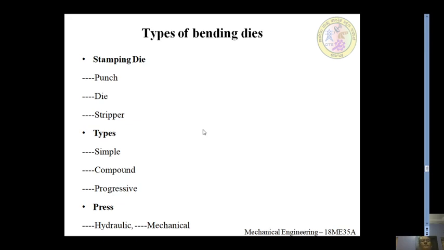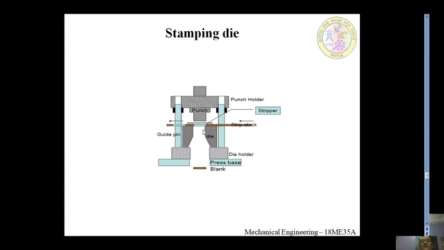Now we have different types of bending dies. Stamping die is there, in which the punch and die stripper come. Next come the dies: simple dies, compound dies and progressive dies. In presses, hydraulic and mechanical. So in a stamping die, a simple thing, we are going to have the stripper, punch holder, punch. It presses here and the blank is obtained.